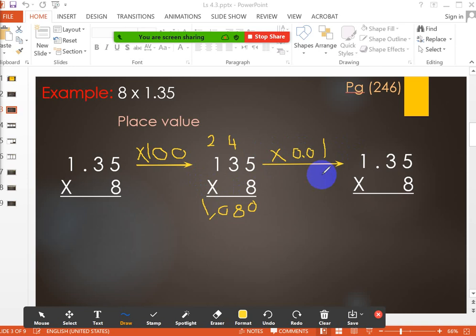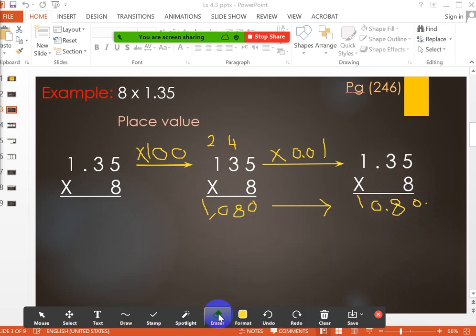So if you multiply this number by 0.01, what do you have to do? If you multiply the answer, 180, by 0.01, that means I have to move the decimal point 2 digits. So it will be what? Look. The decimal point here, I have to move it to the left side 2 digits. So 1, 2, it will move and be right here.